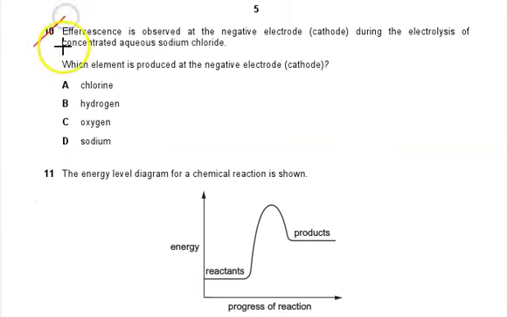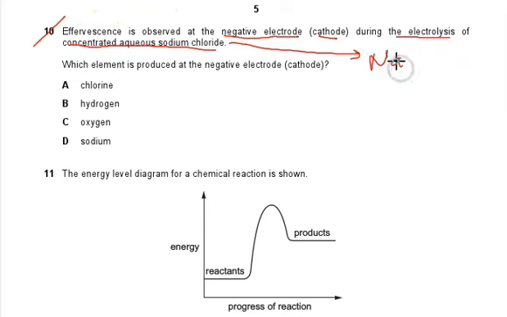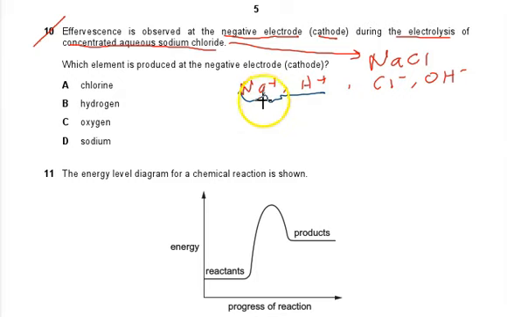For number 10, what is observed at the negative electrode, which is the cathode, during the electrolysis of concentrated aqueous sodium chloride? Concentrated aqueous sodium chloride, we have NaCl. Now we list the ions: we have hydrogen, chloride, and hydroxide. Both of these will go to the cathode, and the other will go to the anode.